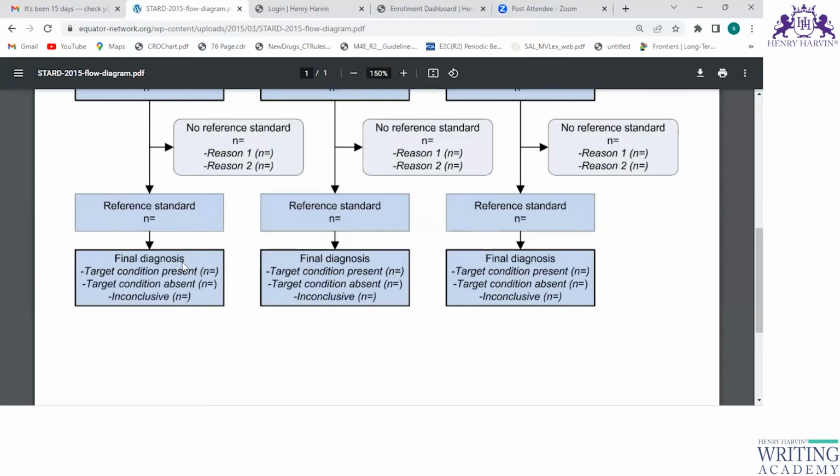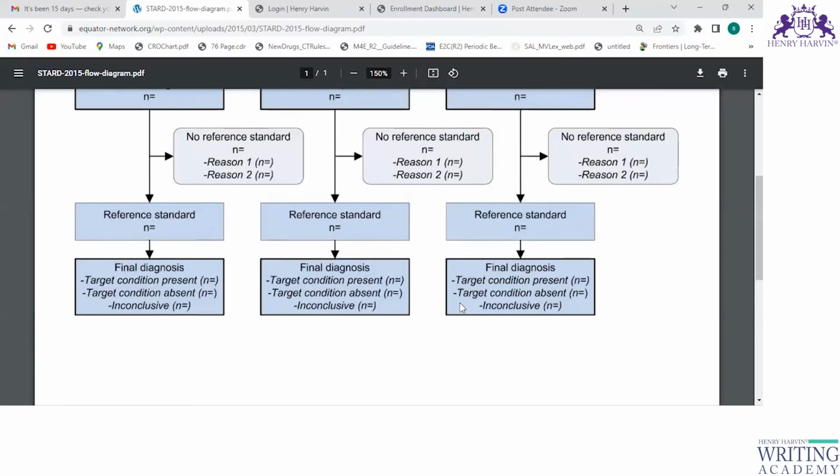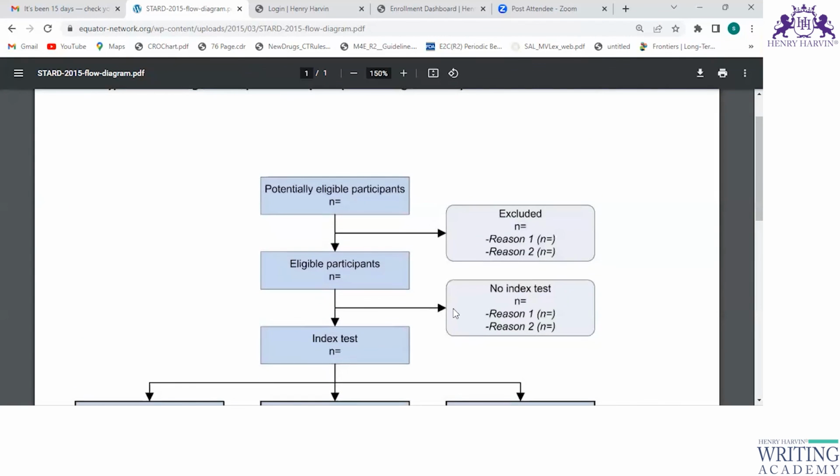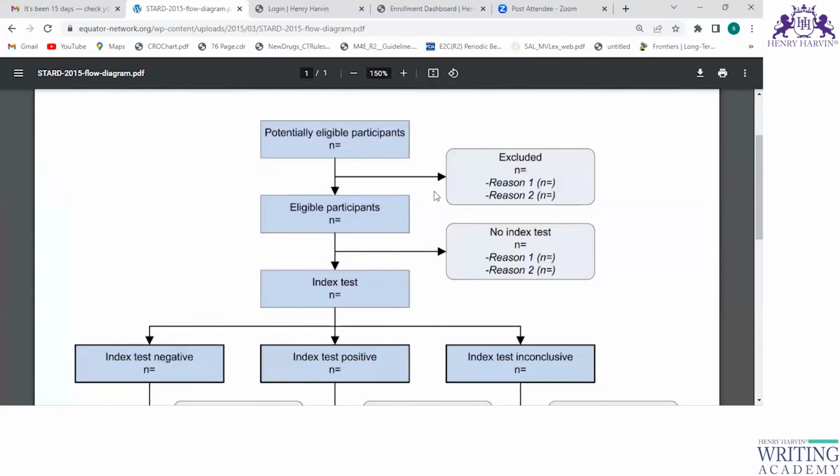And then after that, you have to provide the final diagnosis. So for the first group, the final diagnosis: the number of participants in which the condition is present, the number in which the condition is absent, and the number in which the result is inconclusive. The same diagnosis you have to provide for all three groups. So this is the flow diagram. This is slightly different from the CONSORT flow diagram. By using this flow diagram, you can explain the flow of participants in the result section of the research article when you're writing about diagnostic accuracy using the STARD checklist.